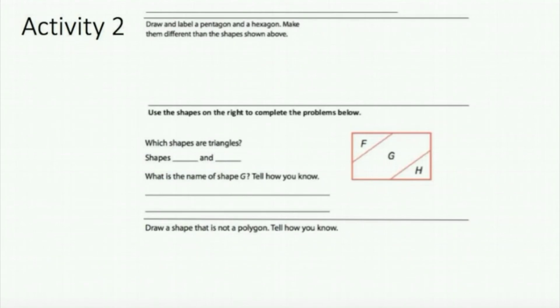Okay, looking at this one, use the shapes on the right to complete the problems below. So they've actually taken this rectangle and put it into 3 different shapes here. I'm going to trace over them, and so I want you to take 3 different crayons, or however you need to do. If you have crayons, great. If you don't, that's okay. And I'm just going to trace over each shape so I can see the difference here.